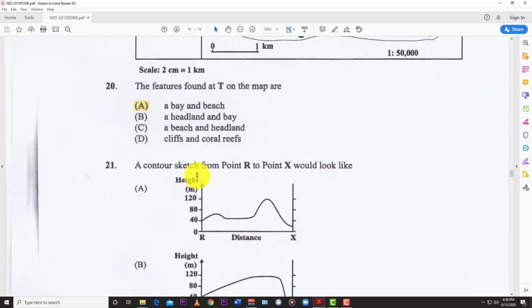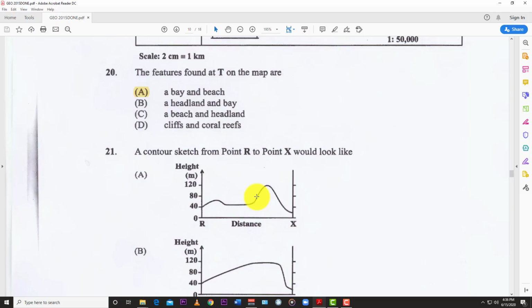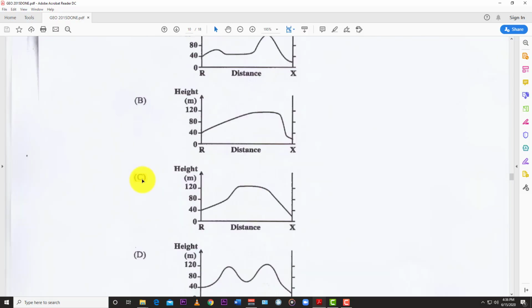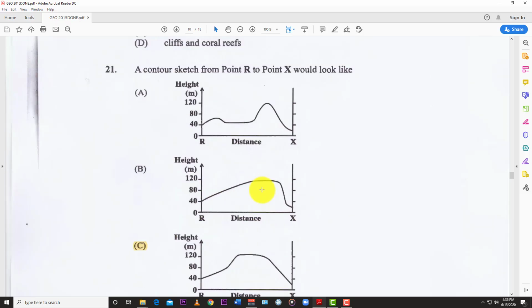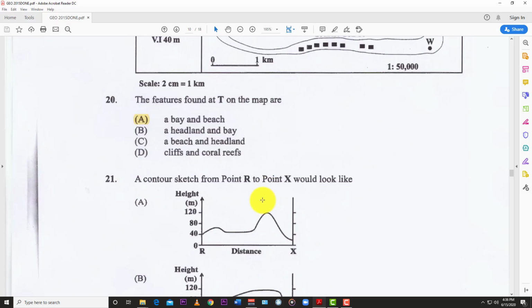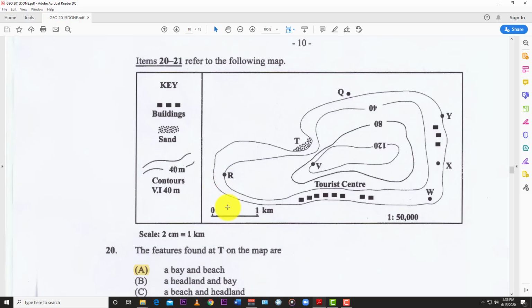Alright, number 21. The contour sketch from point R to point X would look like. So you have point R to point X. And so the best answer here is C, where you start going up, you plateau off, and you go down. Alright, so that's the best answer right there, C. And they say from R to X, and so you see that you're on different contours. Alright, X is on a lower contour, and so that's the best answer there.